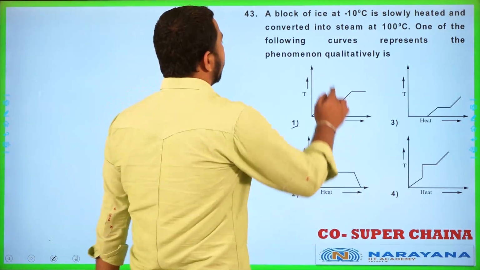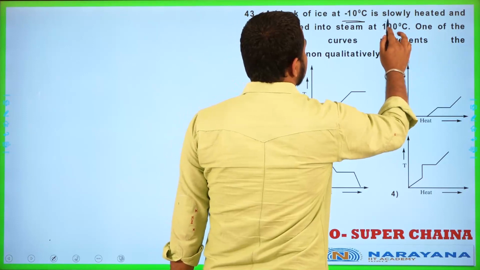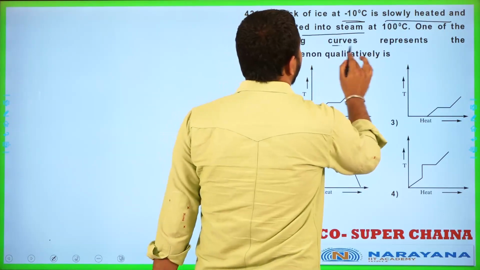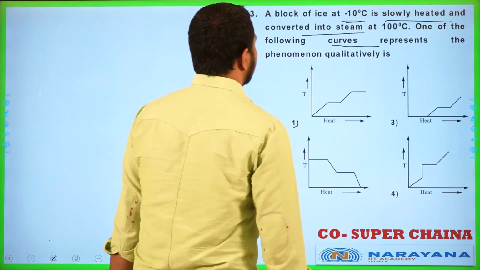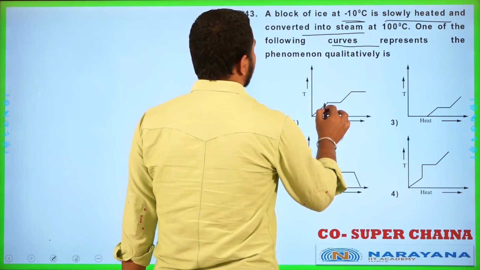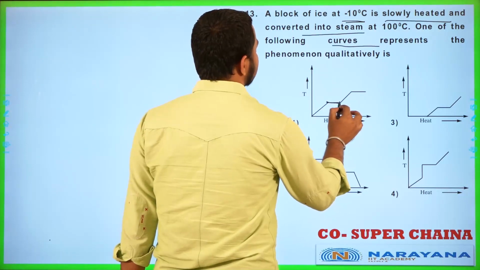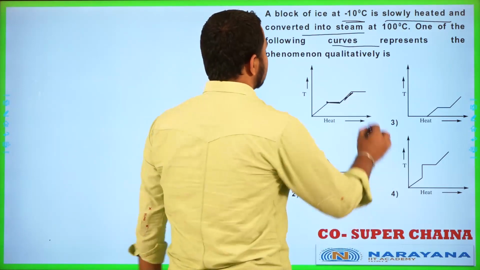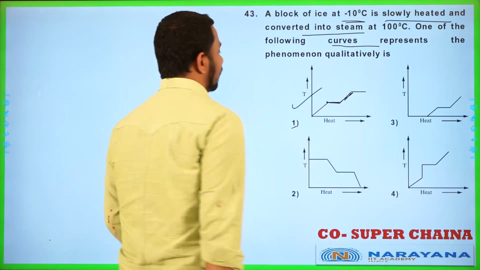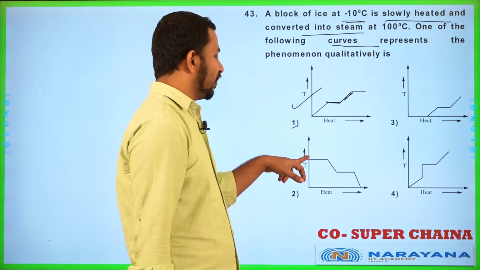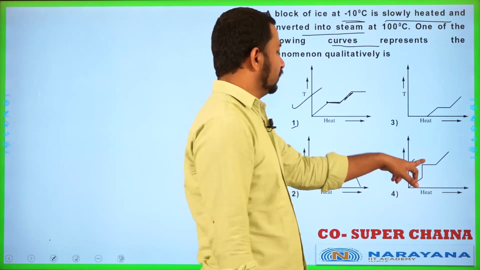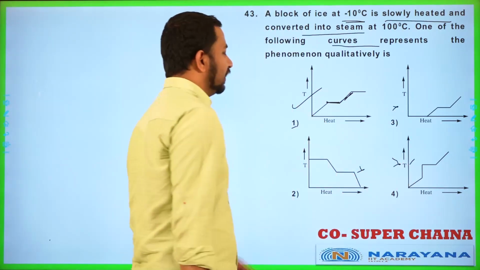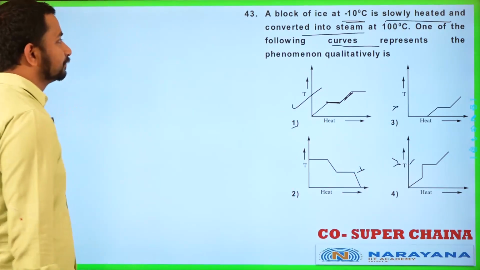A block of ice at minus 10 degrees Celsius is slowly heated and it is converted into steam. Which one of the following curves represents this? When it is slowly heated, first there will be a rise in temperature, then a change in state, then again a rise in temperature, and then a change of state. So this graph is the correct expression for this one. All other graphs are incorrect.